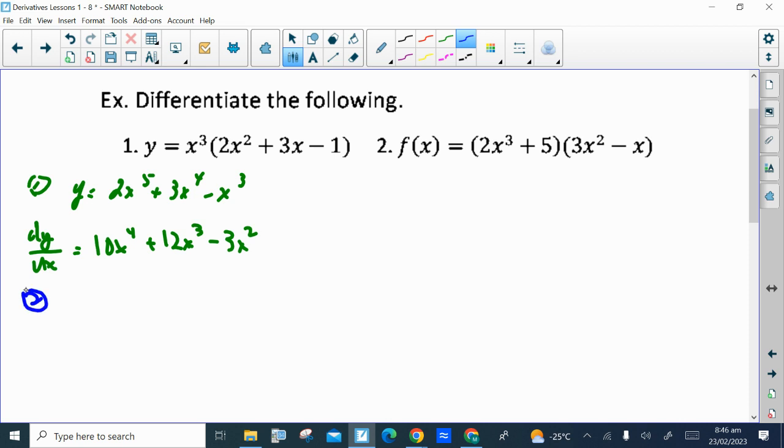Method 2, though, if we're going to use the product rule, dy by dx could be found by taking the first factor of x cubed and multiplying by the derivative of the second factor, which would be 4x plus 3, plus the derivative of the first factor, which is 3x squared, times the entire second factor.